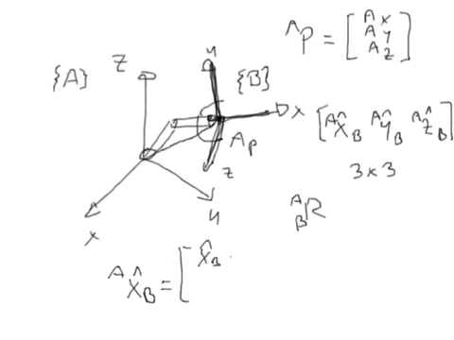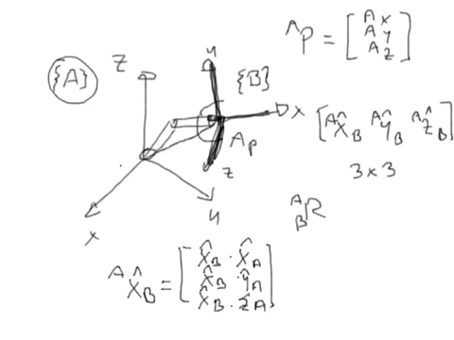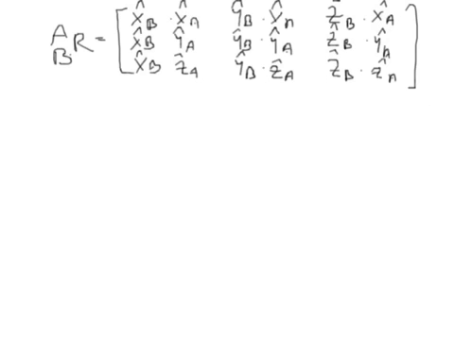xb times xa, xb times ya, and xb times za. So this is because what you actually have is a projection of this vector here onto all three axes of the coordinate system A. So I just did this for all the vectors.